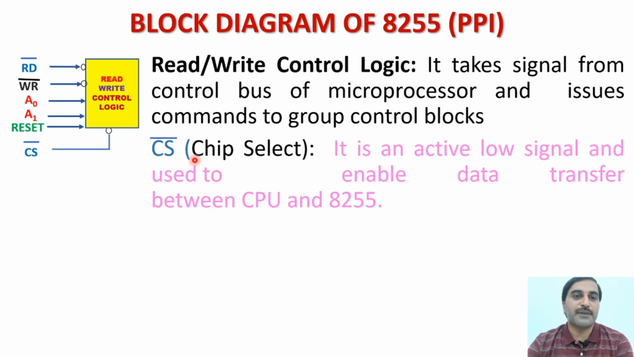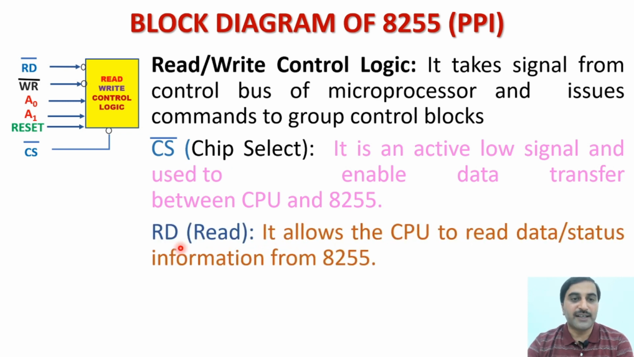CS bar is basically known as chip select, and it is an active low signal which is used to enable data transfer between CPU and 8255. To set up the connection between the 8255 and the microprocessor, CS bar, that is chip select signal, is enabled.